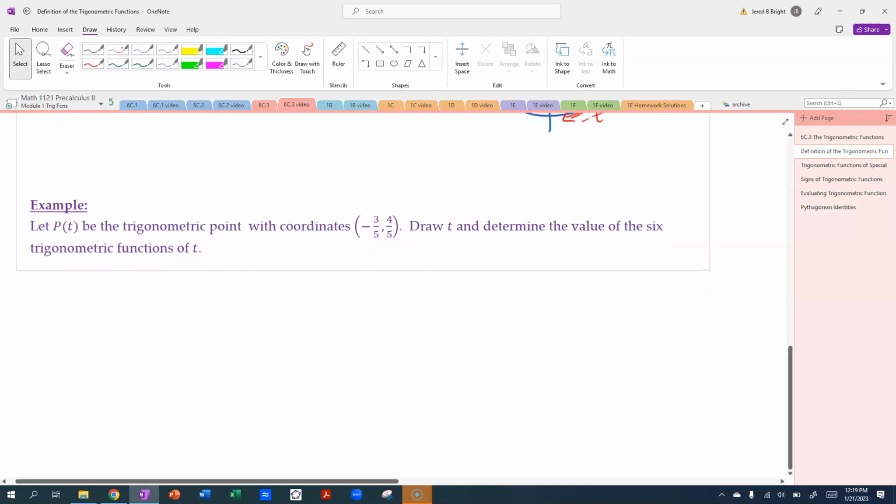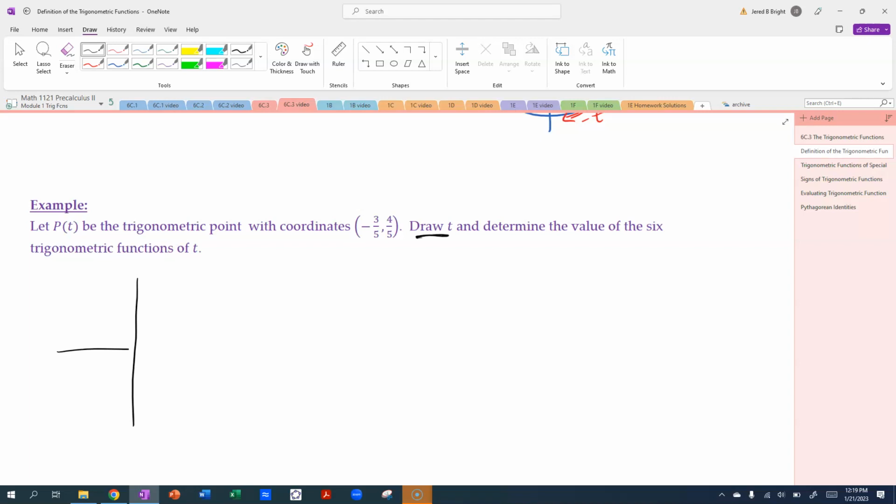Just as a quick wrap up here, an example. We have P of t as a trigonometric point with the given coordinates. We want to draw t and then determine the value of the 6 trig functions at this value of t. I like getting a drawing first, so I'm going to get a little sketch going, drawing a lovely unit circle. That is not a great circle, but we're going to roll with it. We want to put this point on our diagram: negative 3/5, 4/5, maybe something like that. I'm going to label that negative 3/5, 4/5.